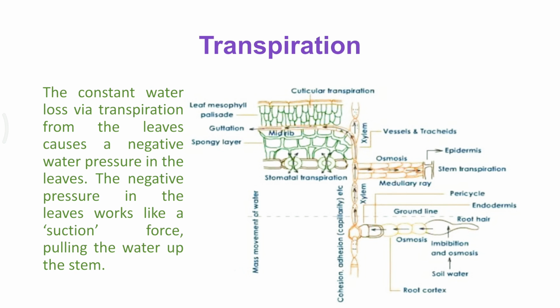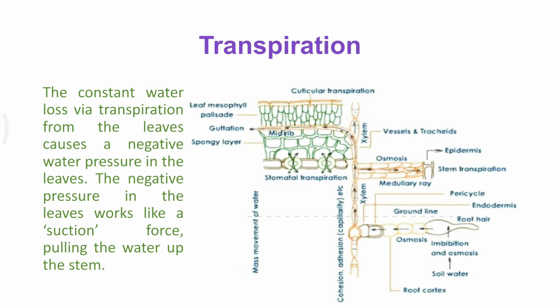So, the constant water loss via transpiration from the leaves causes a negative water pressure in the leaves, and this negative water pressure works like a suction force, pulling the water molecules from the stem. And since the water molecules are attached to each other by cohesion and attached to the xylem with the help of adhesion, that's why they can move. They will always be moving in the same process.